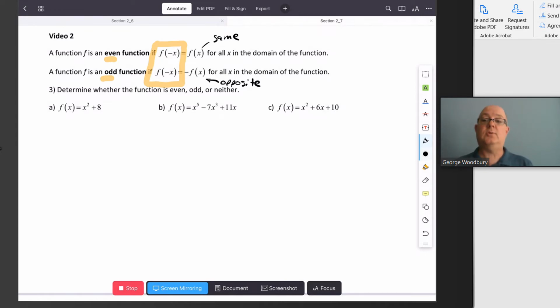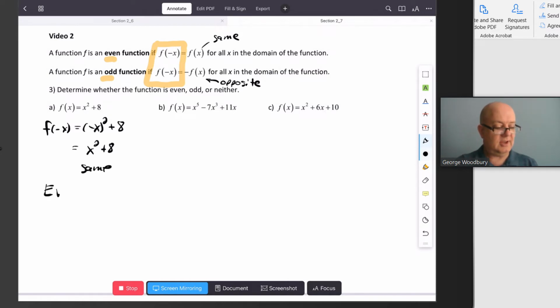First one, f of x equals x squared plus 8. So we're going to put in negative x. F of negative x will be negative x raised to the second power plus 8, which is just x squared plus 8. That is the same. That means that this is an even function.